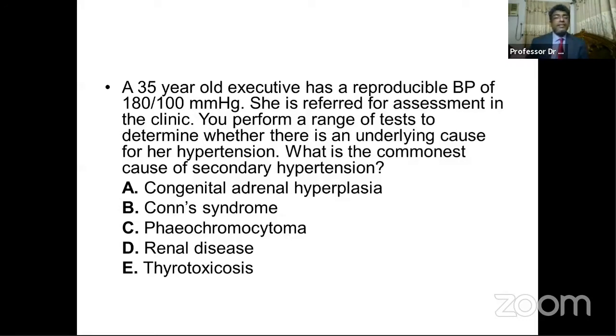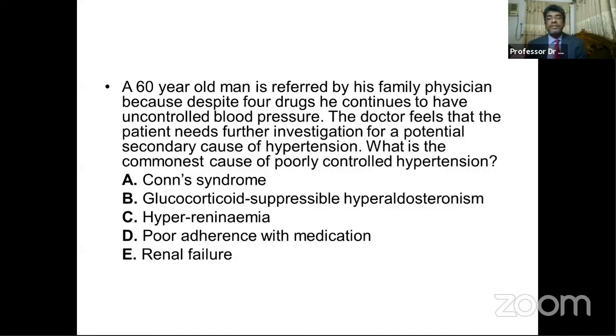Congenital adrenal hyperplasia and Conn syndrome are very rare. Pheochromocytoma is also rare. Thyrotoxicosis is a little bit not so common, but renal disease is actually a common cause of secondary hypertension. So D is the appropriate answer here. Now we move to another scenario.